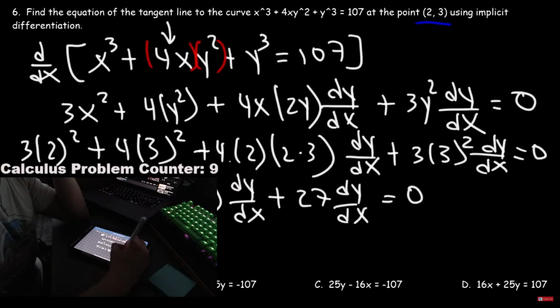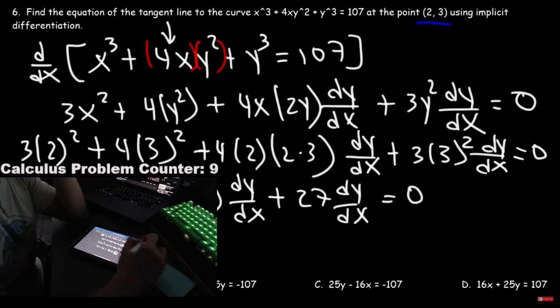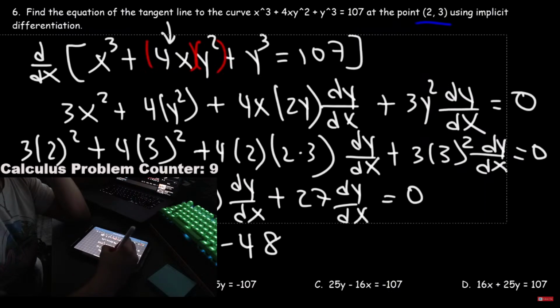So right now we can add these two. 12 plus 36 is 48. And if we move that to the other side of the equation, it's going to be negative 48 on this side. Now, 8 times 6 is 48. And then we have plus 27 divided by x. So at this point, we can get rid of this stuff.